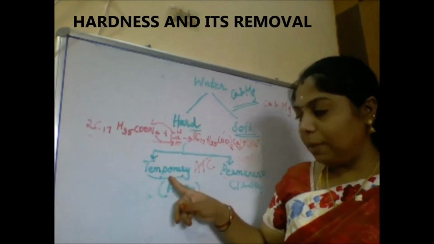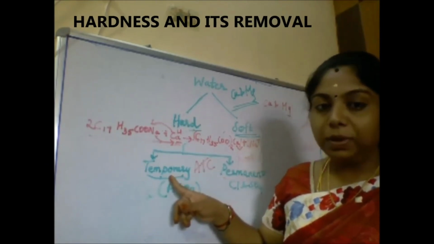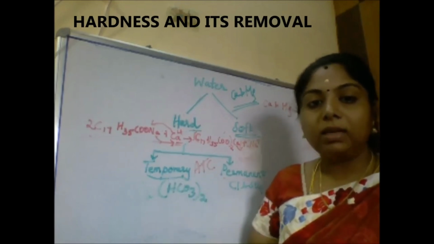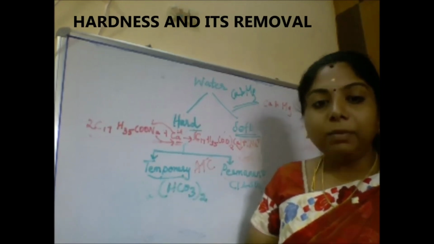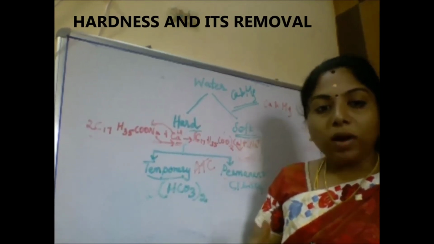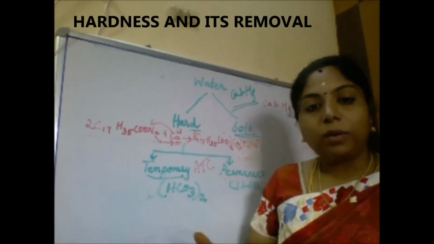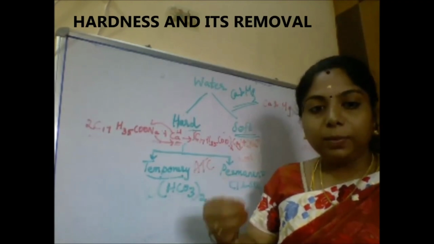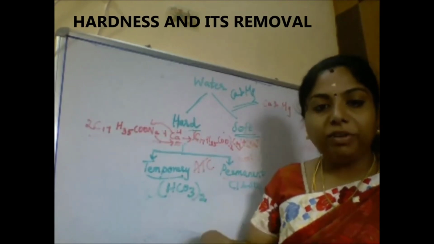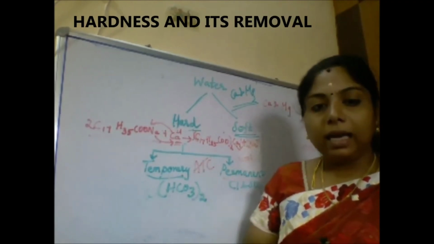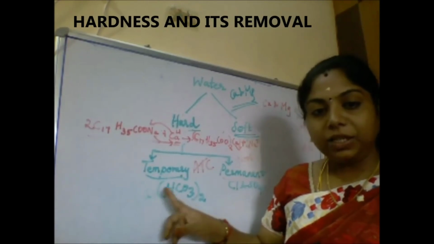In order to remove the temporary hardness, we can use the simple method. The first one is the boiling method, and the other one is adding lime to the water. When we boil the water, the calcium bicarbonate will be precipitated as calcium carbonate. சுண்ணாம்புக்கல் மாதிரி கீழே வந்து படிஞ்சிடும். So by means of normal filtering, we can remove the calcium ion, that is the calcium bicarbonate.